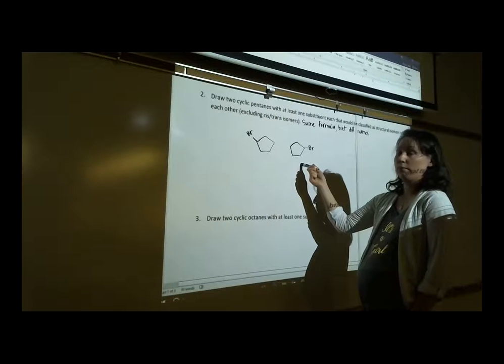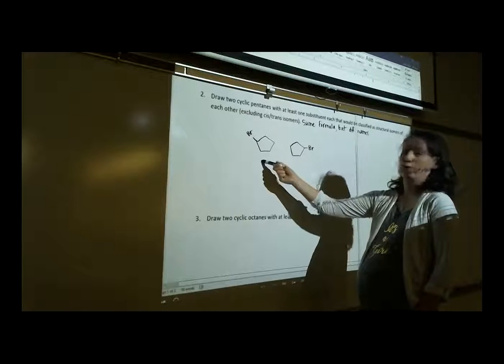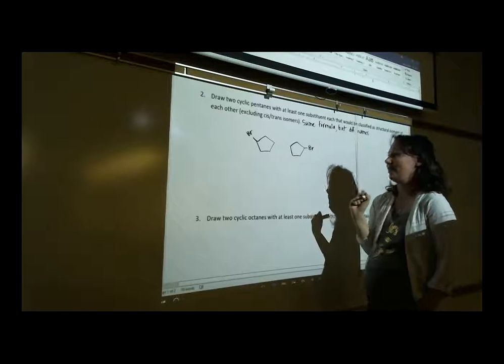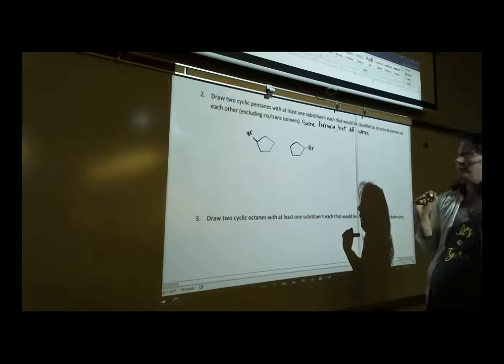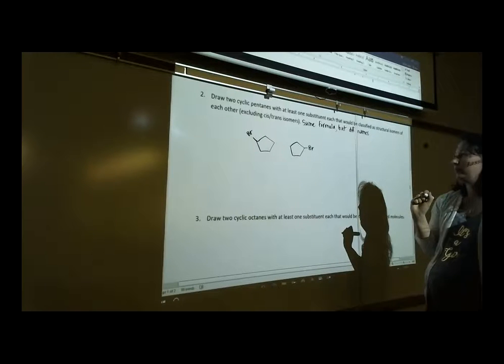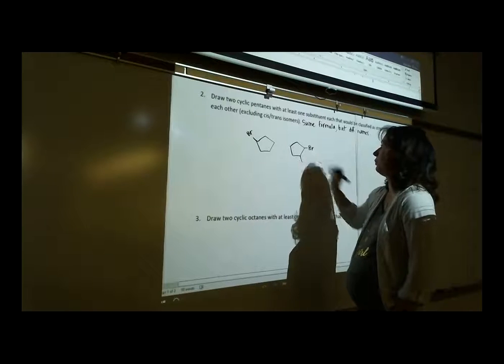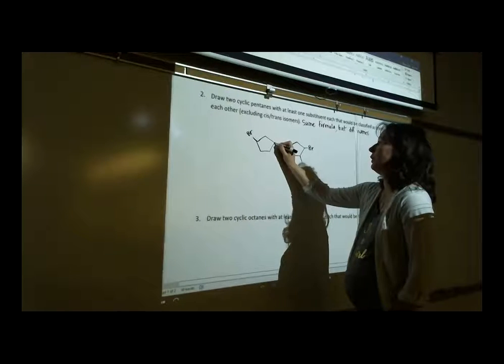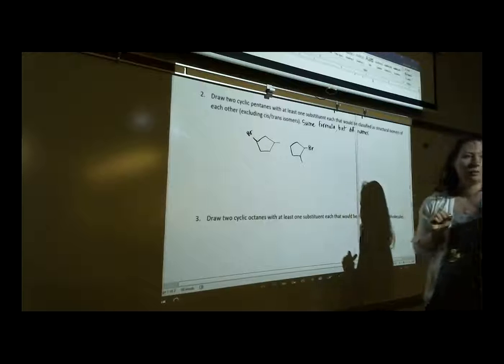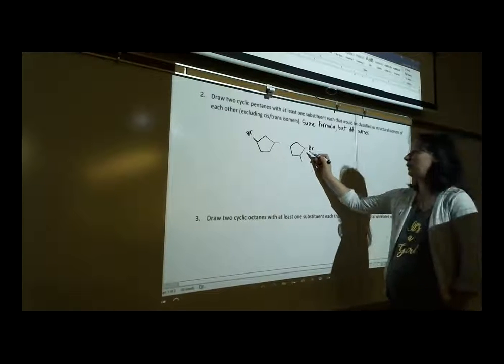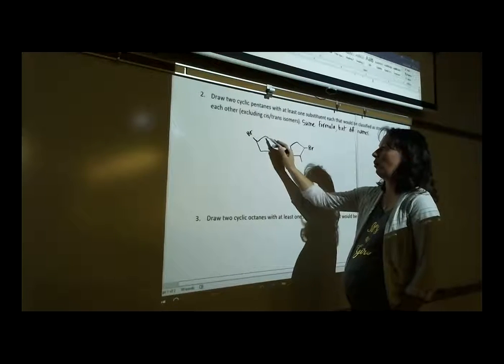Bromocyclopentane, bromocyclopentane. So we need to have a second substituent. So what could we do to make a second substituent? Okay, so if you put a methyl group here and a methyl group here, would that make them structural isomers? Yeah, because this one would be 1, 2, this one would be 1, 3.